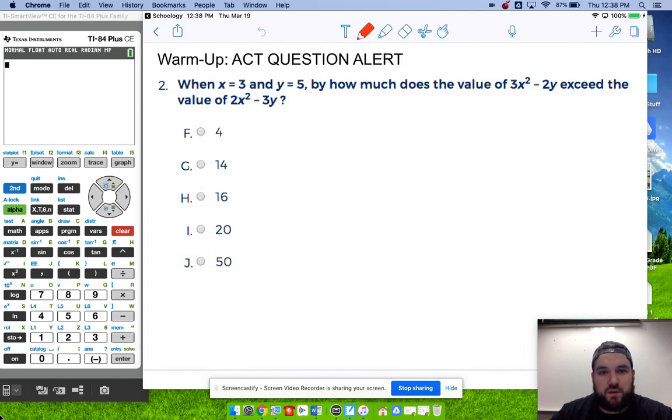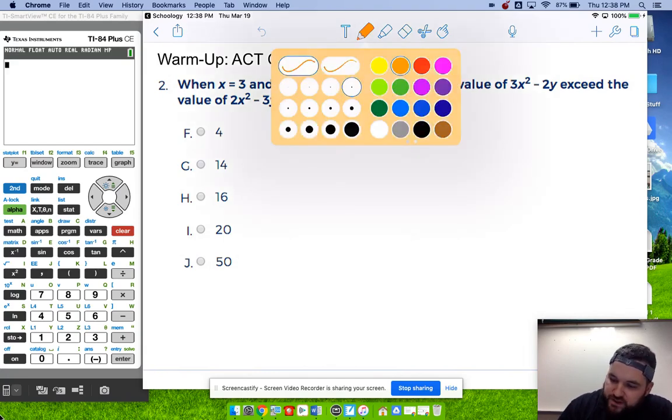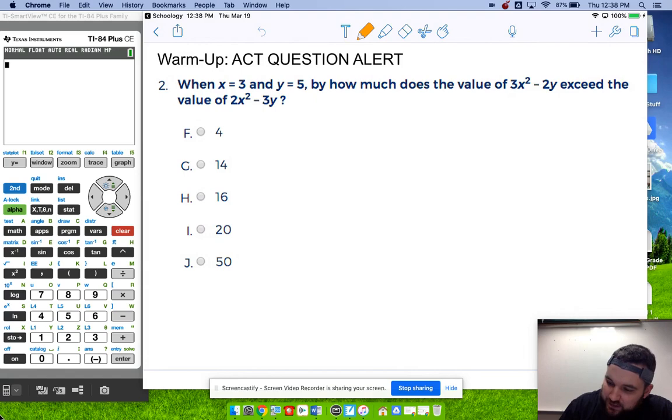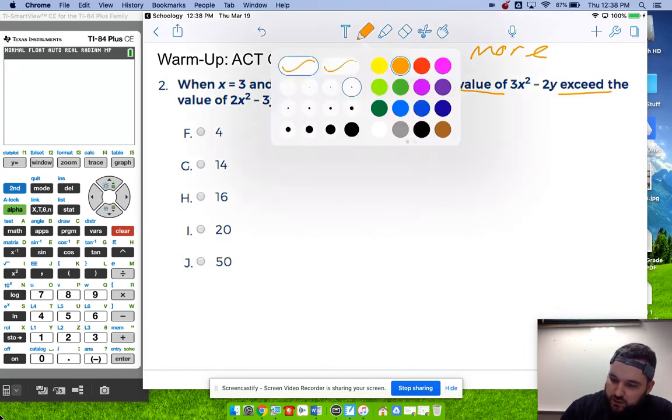This says when x equals 3 and y equals 5, by how much does the value of 3x squared minus 2y exceed the value of 2x squared minus 3y? So that phrase, how much does it exceed? How much does the value exceed? Exceed basically means how much more is the first value than the second value. So we'll be doing some subtracting here in a little bit.